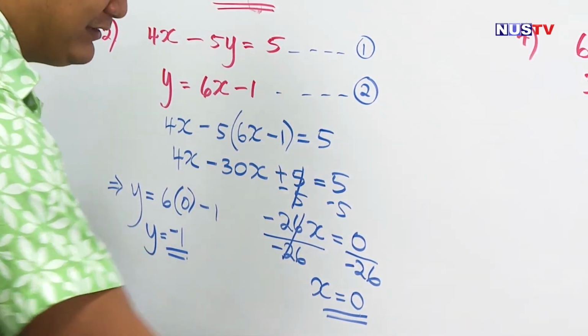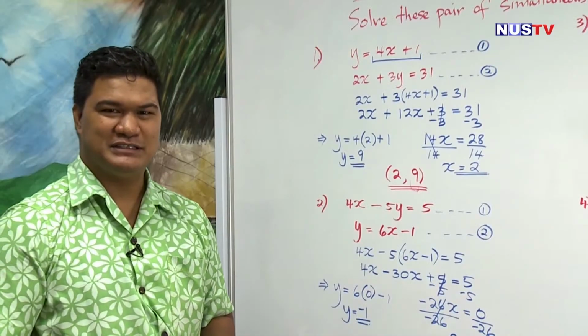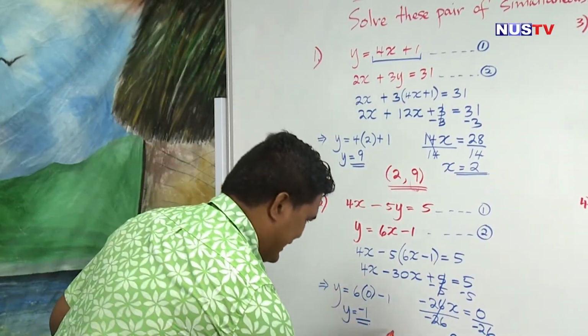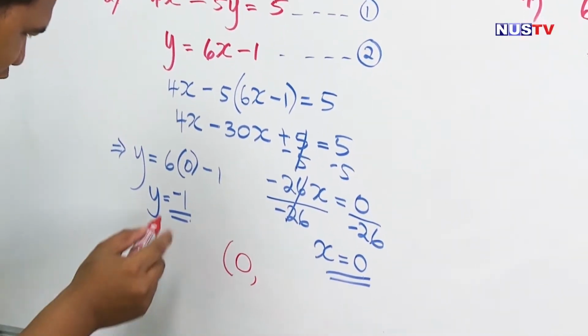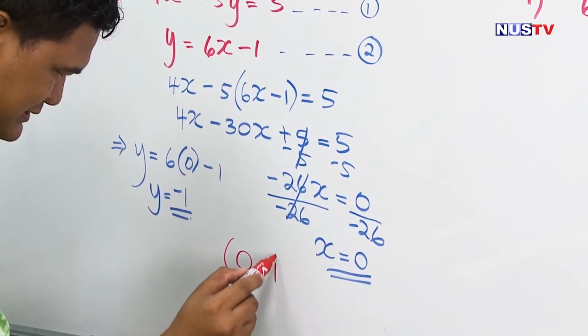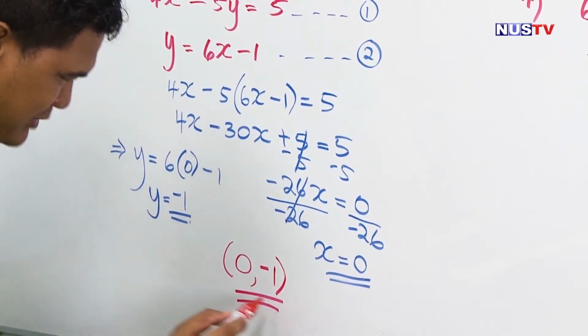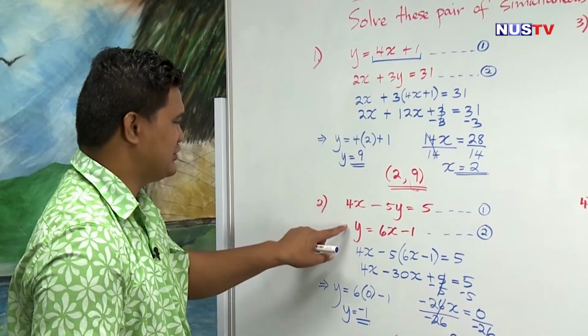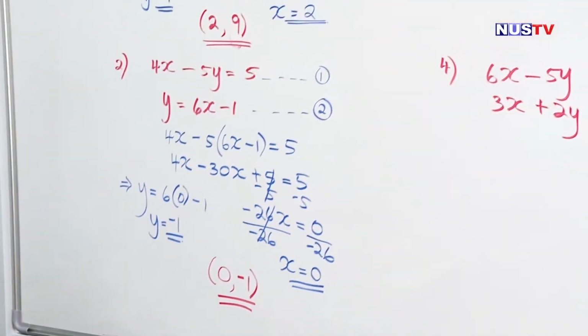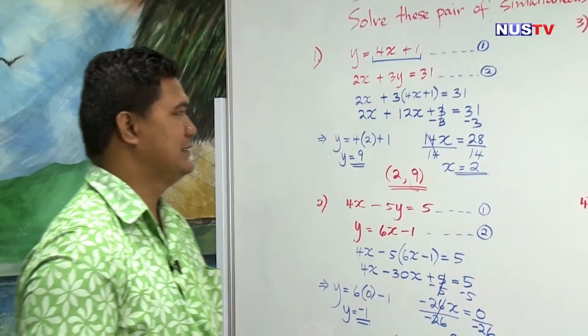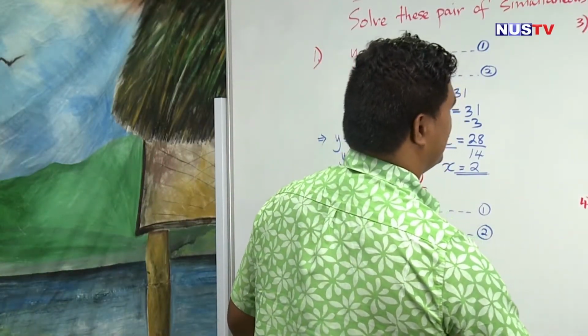So our final stage will be our important point of intersection. That point will be x is equal to 0 and y is equal to negative 1. So the common point or the point of intersection of these two equations is 0 and negative 1. Let's look at our next one.